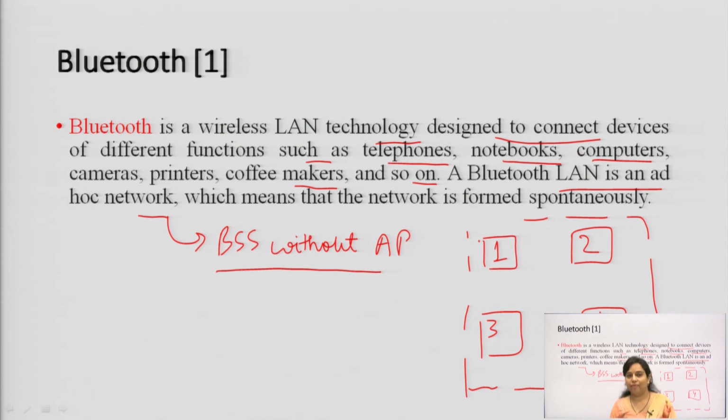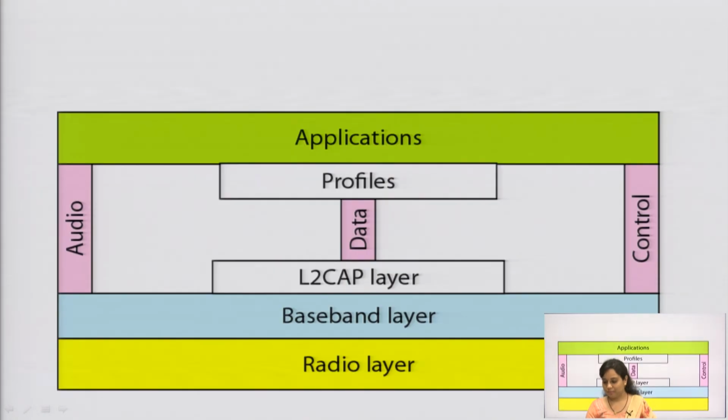So, this is a kind of ad hoc network, which means that the network is formed spontaneously, that it is not fixed, it is wireless. Any device you want to connect, you can connect spontaneously. There is no previous connection required. It only has to detect whether a Bluetooth connection is available in that particular device or not. It has to be active.